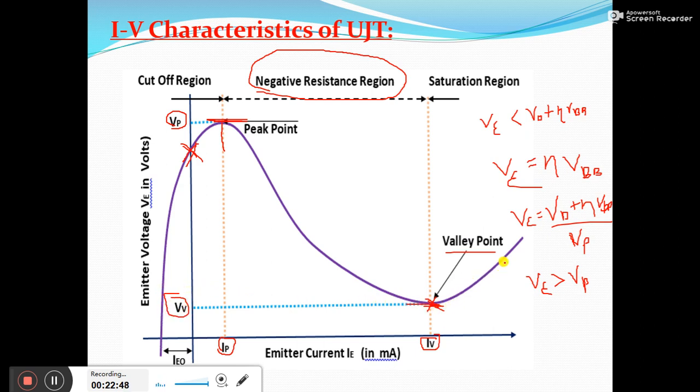After this point, the device is driven into saturation, and this region of operation is known as the saturation region. Until this point, the current is very minimal, or sometimes a negative current is observed, and this region is known as the cutoff region.